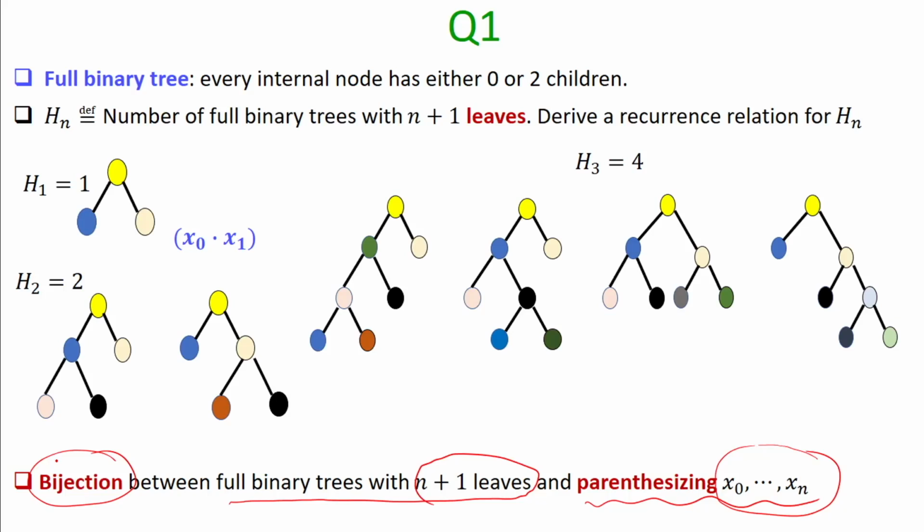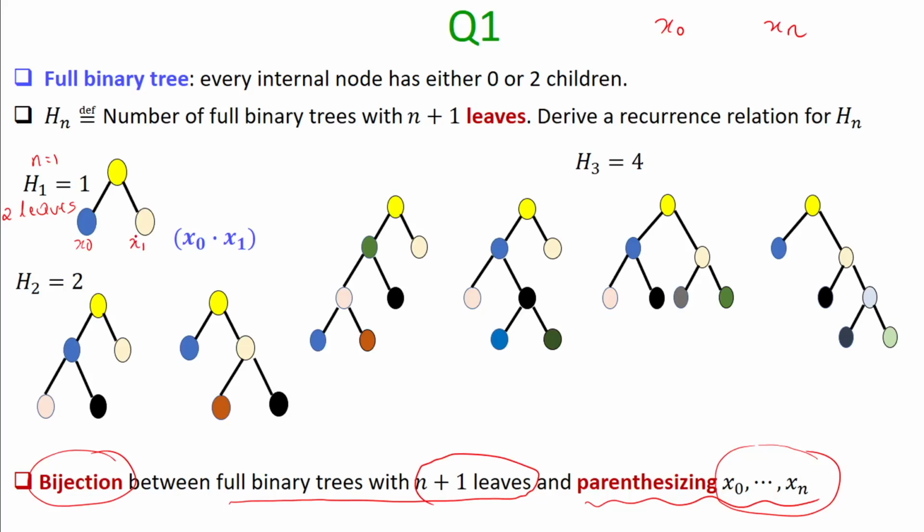So I have to do the following. I have to take each and every full binary tree with n plus 1 leaves, and corresponding to that I have to specify the parenthesizing or multiplication order that I can formulate for the n plus 1 leaves. The n plus 1 leaves, I call them x0 to xn. So in this case, my n is equal to 1. That's why I am taking the case of 2 leaves. My 2 leaves are x0 and x1.